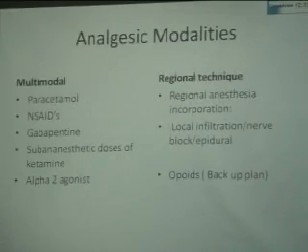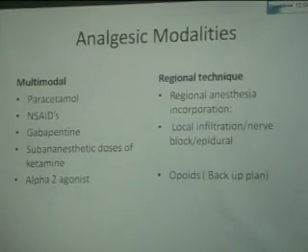What are the analgesic modalities then available to us? They are paracetamol, NSAIDs, gabapentin, subanesthetic doses of ketamine, and alpha-2 agonists. These are the essential components which I will be using for all my patients. Incorporation of a regional technique, either local infiltration or nerve block with or without catheter, epidural, either of these or a combination of these is a good idea. Opioids, as we all know, morphine, PCAs, are the backup plan for everything.